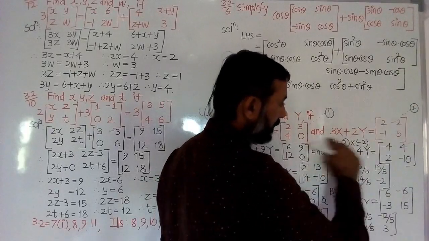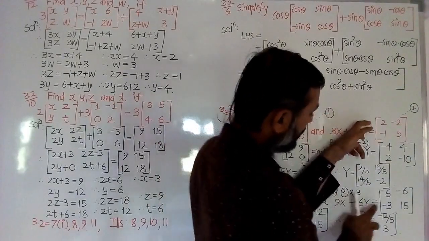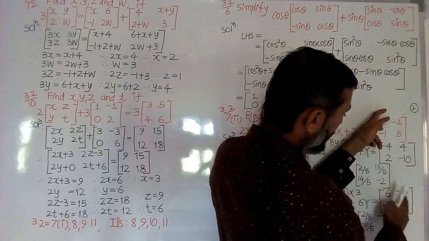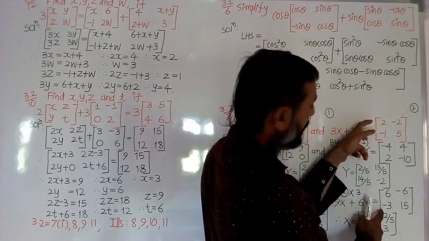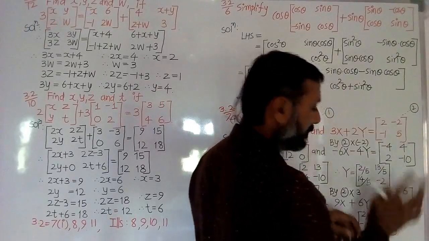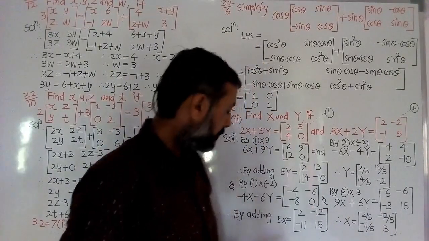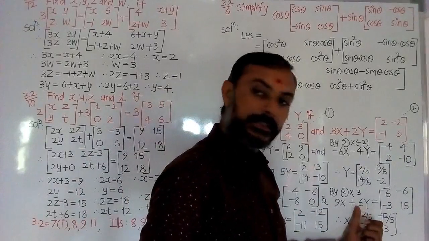Equation 2 multiply by 3. 3 3s are 9x. 3 2s are 6y, equal to 3 2s are 6, but negative, so minus 6. 3 1s are 3, but minus 1, so negative. And 5 3s are 15. Again here we eliminate y because the coefficient of y is minus 6 and the coefficient of y is 6.